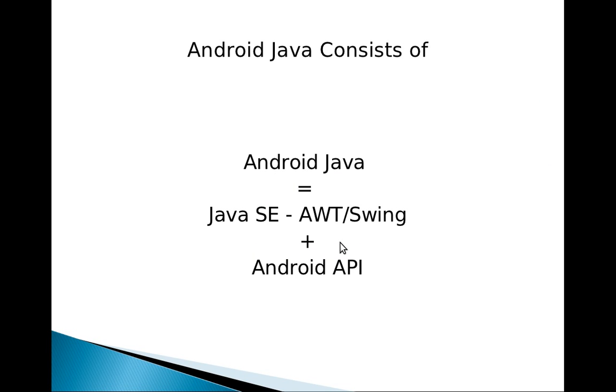Basically Android Java consists of the Java SE standard implementation minus AWT and Swing. AWT and Swing are completely removed from the Android Java API, and they have added their own Android API. Basically this API was required for touchscreen support. So the Android API has been added to the overall Android Java, but AWT and Swing have been completely removed.